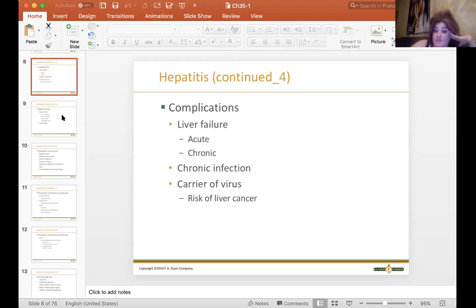Although we may teach our patients, yes, it is regenerative. However, that's only so far, if you will. Eventually you might end up being cirrhotic, and that can lead to end-stage liver disease as well.